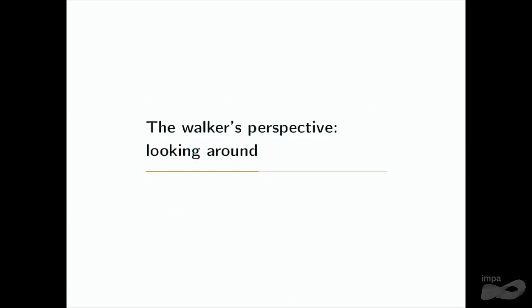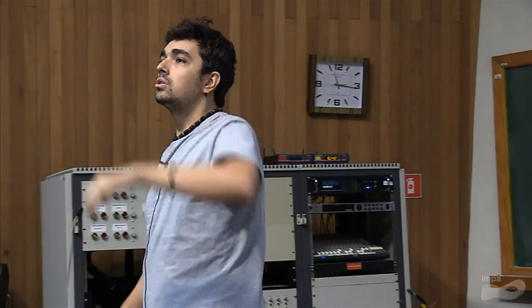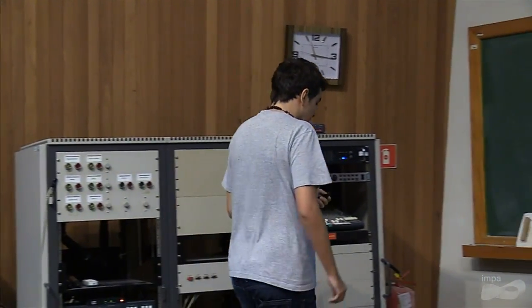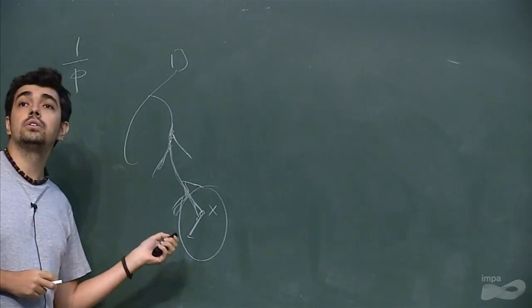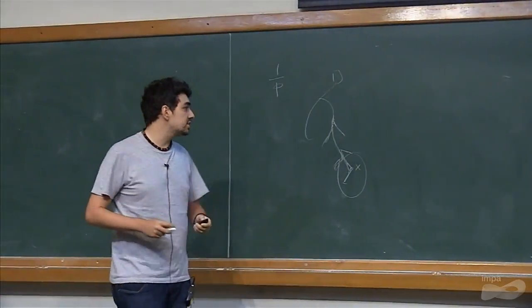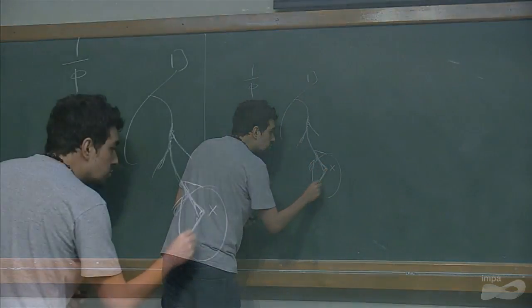So again, thinking about the walker's perspective, we'd like to understand what the walker sees around it at distance r. So we keep track of balls of radius r around the walker. So we'd like to understand how the trees around the walker look like, or at least give some hints about it.